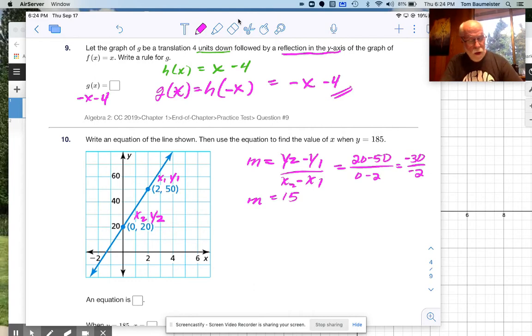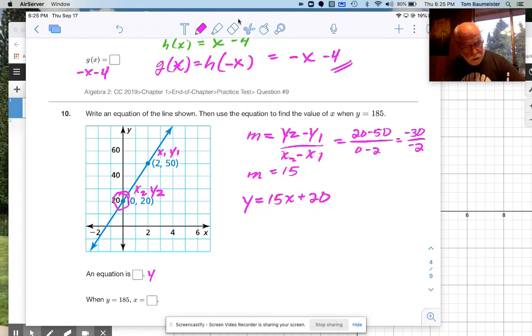All right. On this one here, since it already crosses the y-axis, we know that's our y-intercept. So now we can write our equation as y is equal to 15x plus 20. All right. So that's for this one right here. Y is equal to 15x plus 20.